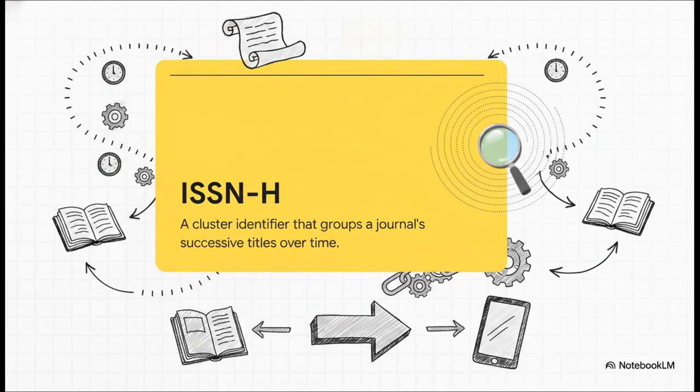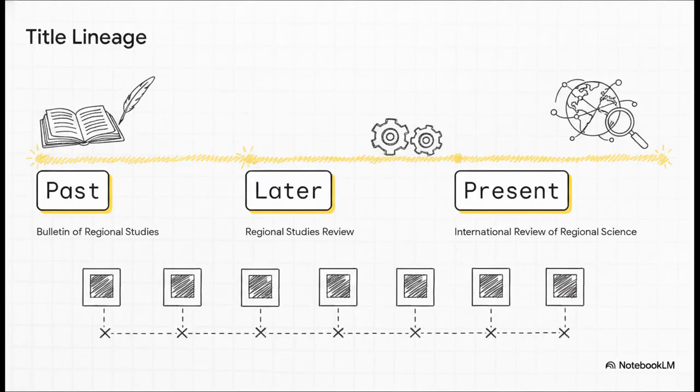Now, I want to reassure you right now, this is still being actively rolled out by the ISSN International Center. So if you look up your own journal today and don't see an ISSN-H yet, do not panic. Not every journal has one assigned right now. But let's look at why this is so incredibly necessary. Because journals change their names way more often than you'd think.